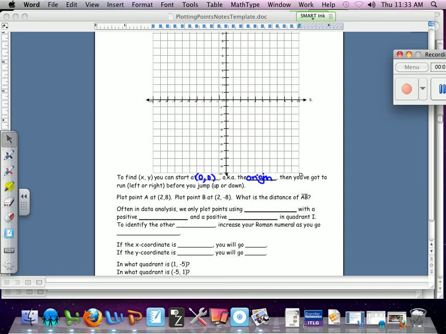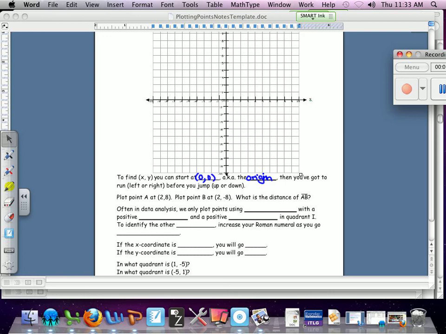Crawl before you walk. That's what I learned. You're still going left or right. Anyway, you heard me: I go over and then up. I go over and then down. So I just always think over and then up or down.